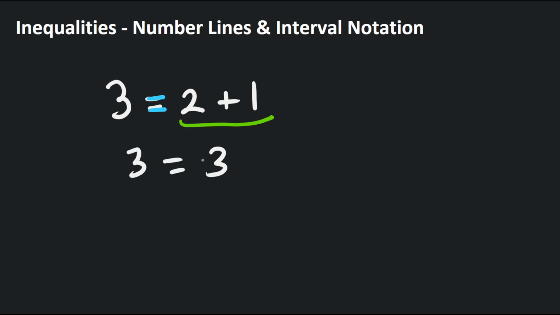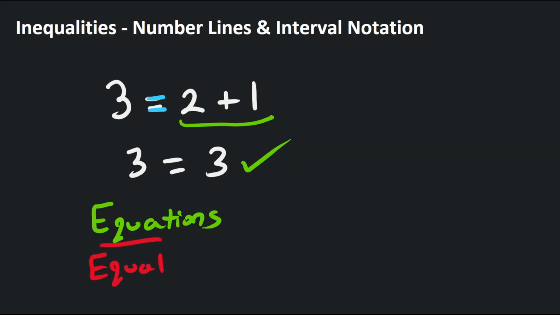So let's talk about equations first. Equations, 3 equals 2 plus 1. An equation has an equal sign right here. And if you go ahead and evaluate this, 2 plus 1 is 3. 3 equals 3, which is a true statement. So equations, you can almost see the word equal in there. And that's what makes an equation an equation. There's an equal sign in it.